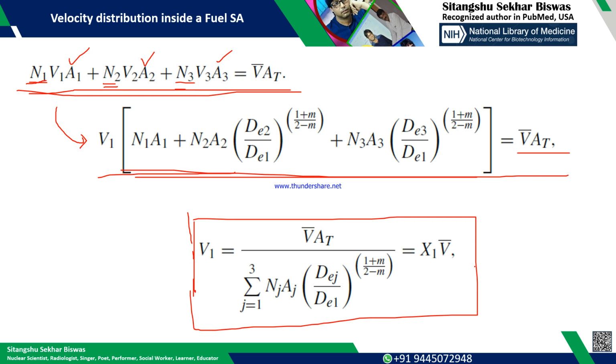So I hope the velocity distribution inside a fuel subassembly is now clear, and this is the analytical way to estimate it.